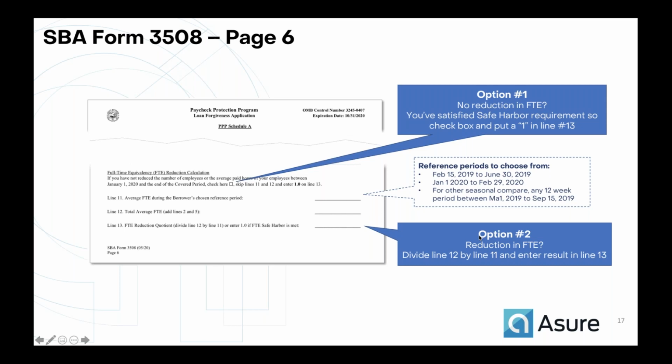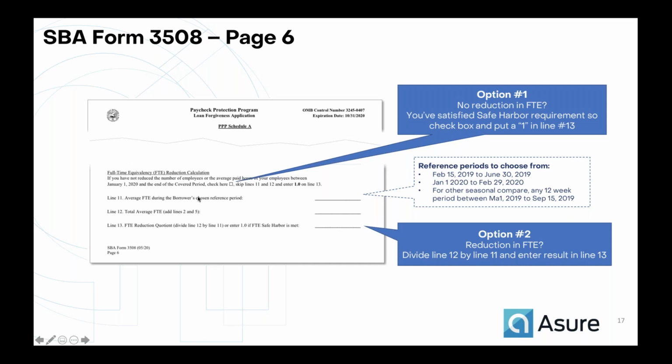If not, if you do have a reduction in FTEs, you've got to go to option 2, which is dividing line 12 by line 11 and entering the result in line 13. So line 11 is your average FTEs during the borrower's chosen reference period. I'll talk more detail on that in a second. And line 12 is the total average FTEs, lines 2 and 5. I'm not going to go back to the previous slide, but if you remember lines 2 and 5, this is where we were adding up our FTEs for this 8-week period, right? So how many FTEs do we have during the 8-week period divided by our reference period, okay? And the answer to that is what goes into line 13.